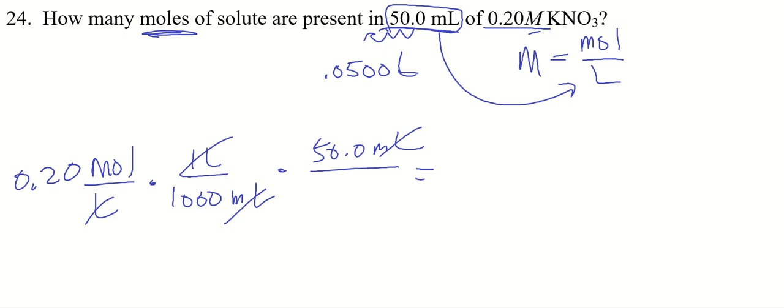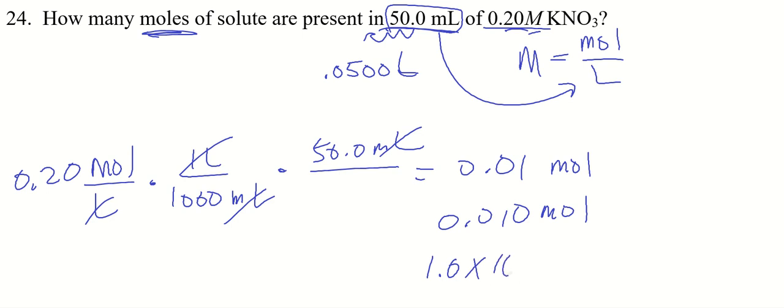0.2 divided by 1,000 times 50 is 0.01 moles. How many significant figures do we need? We got 2 there, 3 there. All right, so we can write this as 0.010 moles. Or if you want to write this in scientific notation, it is 1.0 times 10 to the negative 2 moles of potassium nitrate.